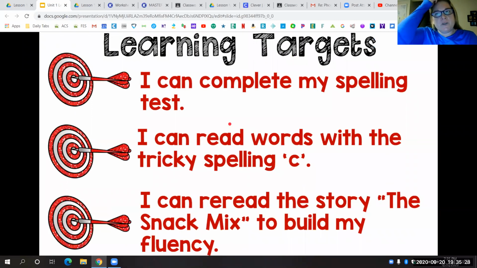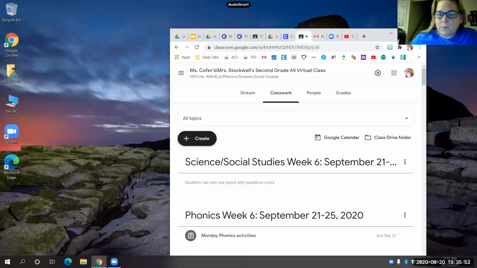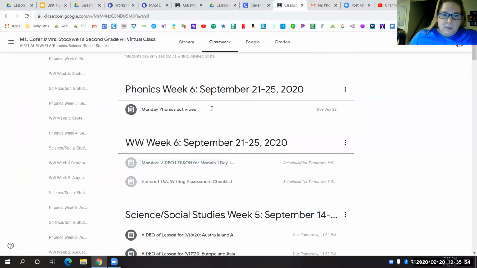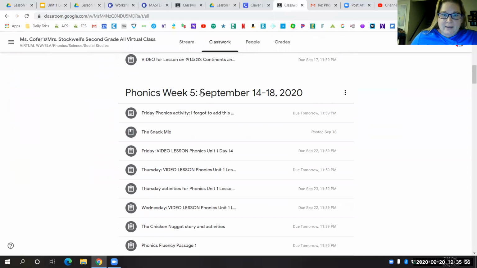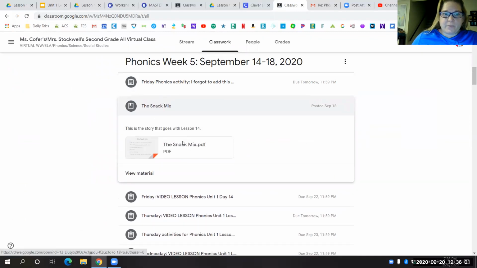All right, so what we're going to do is I'm going to read you the story, the snack mix, again, and then I want you to go back and find it in last week's classwork. I might actually go ahead and move it to this week's for you too, so that you can read it to someone else in your house. Okay, I'm going to go ahead and get it through the classroom so you can see where I'm getting it from. So it was week 5, the snack mix right here.